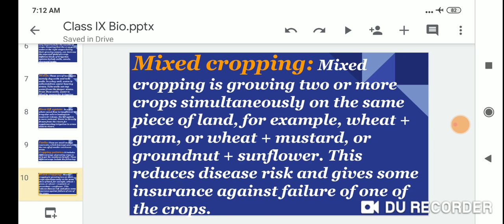Mixed cropping is growing two or more crops simultaneously on the same piece of land. For example, wheat plus gram, or wheat plus mustard, or groundnut plus sunflower. This reduces the disease risk and gives some insurance against the failure of one of the crops.